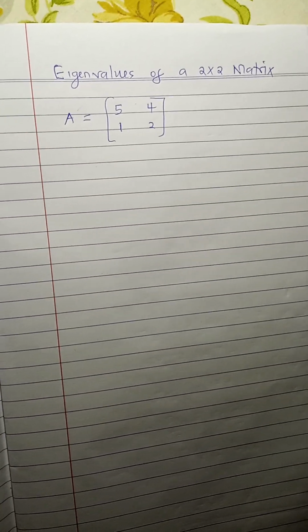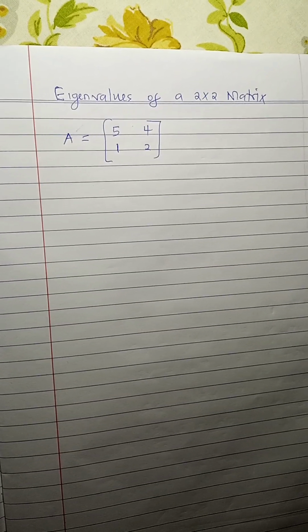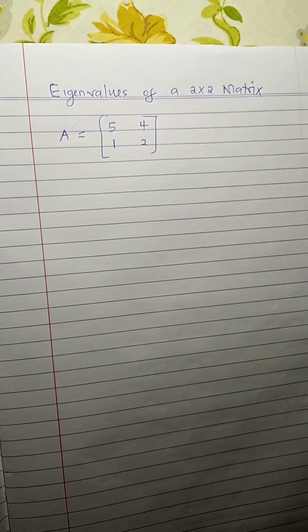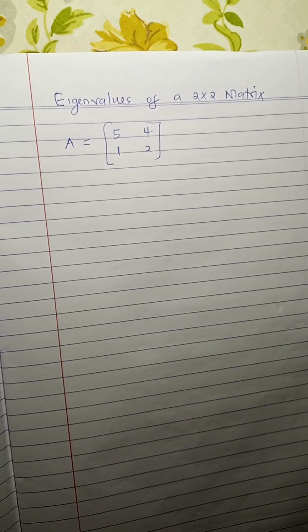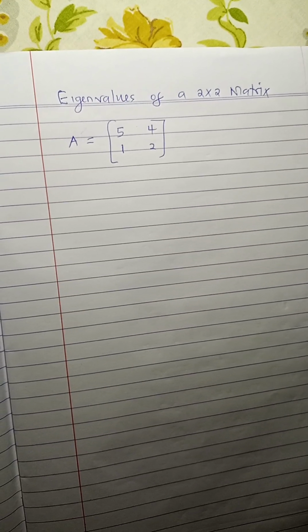Distinguished ladies and gentlemen, let us find the eigenvalues of a 2 by 2 matrix. For example, given the matrix A, that is 5, 4, 1, 2. So I want us to find the eigenvalues of this matrix.